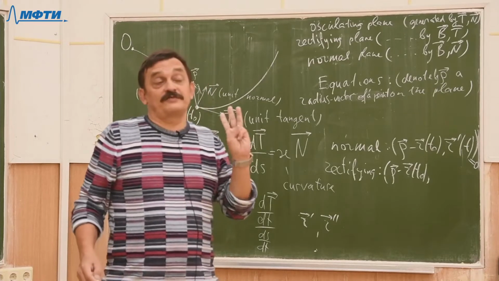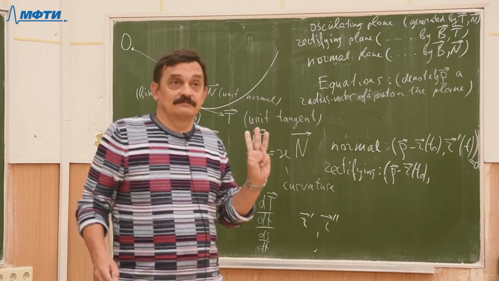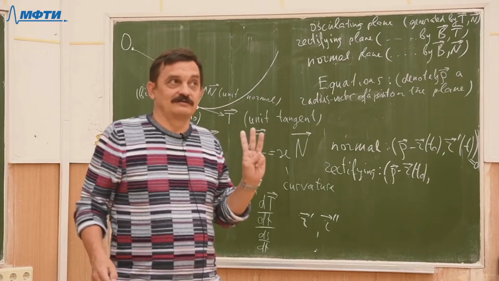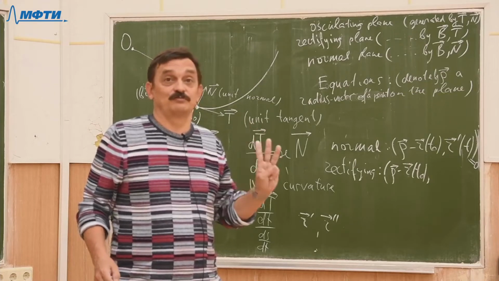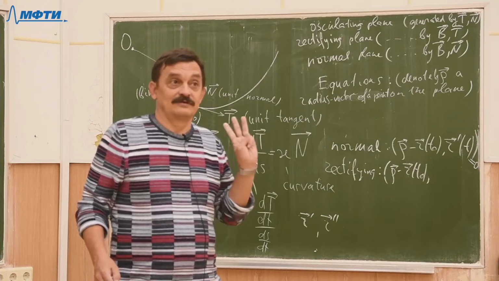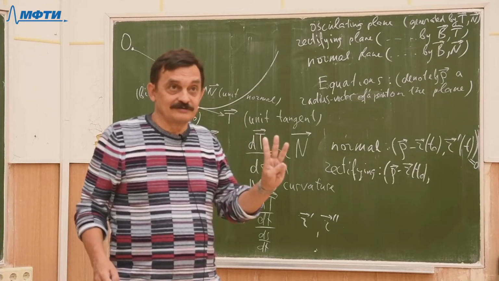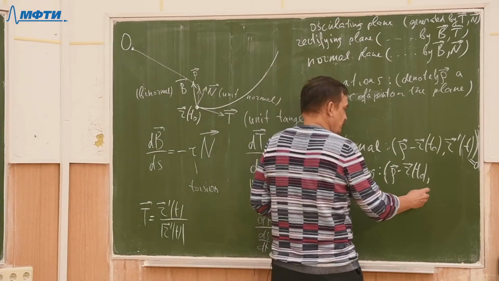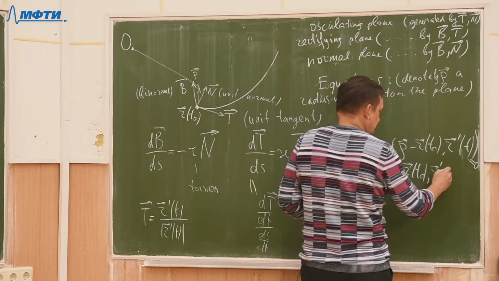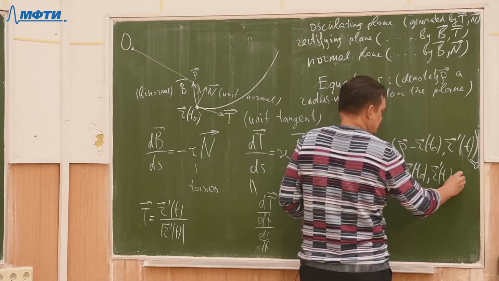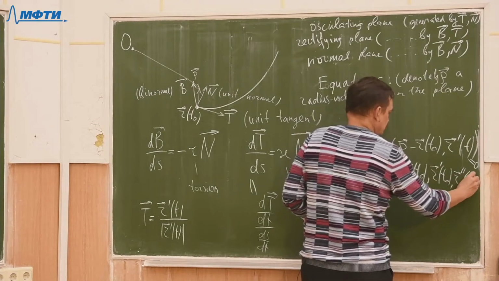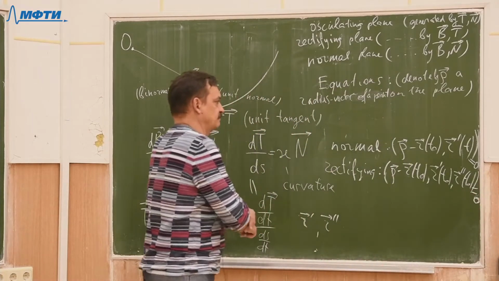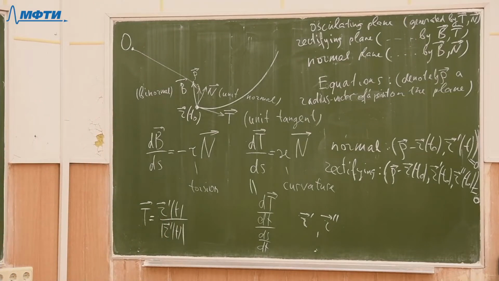And if you have three vectors in one plane, then remember from geometry how you may write the condition for three vectors to be in one plane. Triple product is 0, right? So that is precisely what I want to write now. Equals 0. That is for the osculating plane.